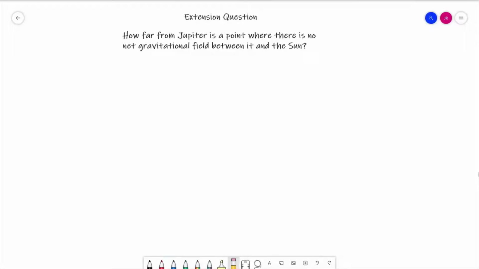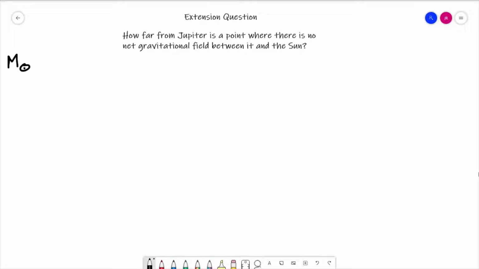So for those of you who want to attempt the extension question, welcome back, and you can see on the screen the question is already there. How far from Jupiter is a point where there is no net gravitational field between it and the Sun? Now obviously you need a little bit of data here. The mass of the Sun is on the data sheet, but I'll just give it to you anyway.